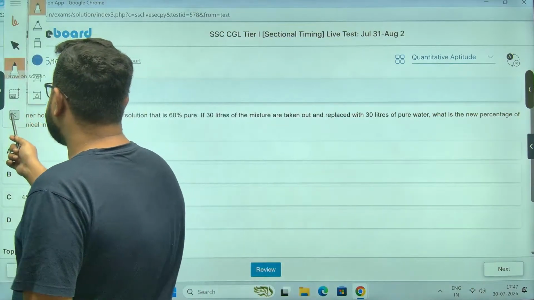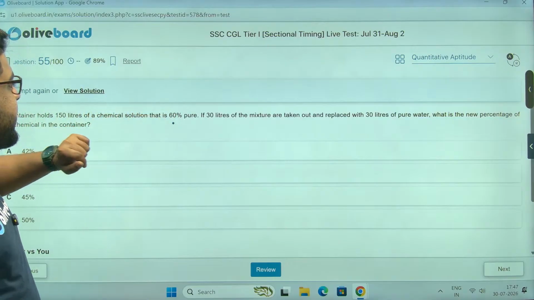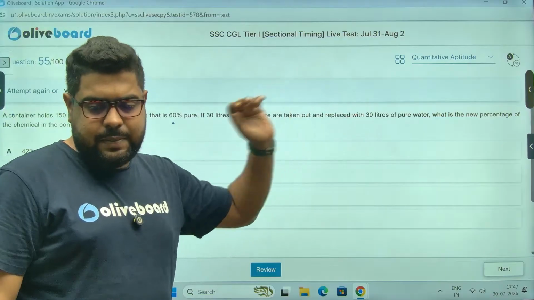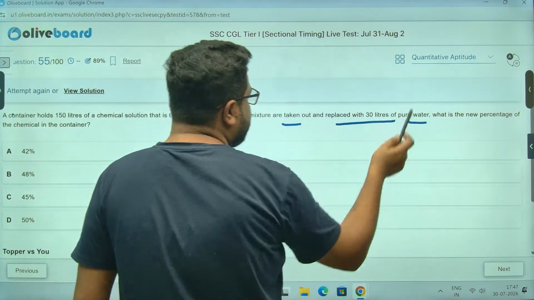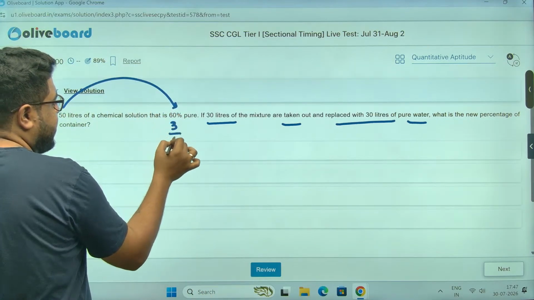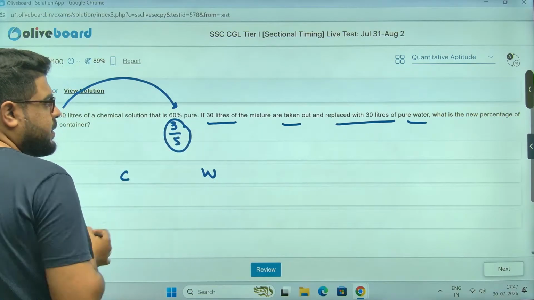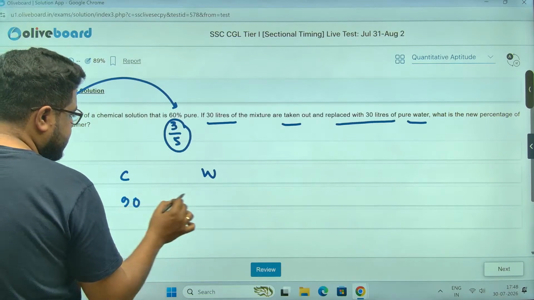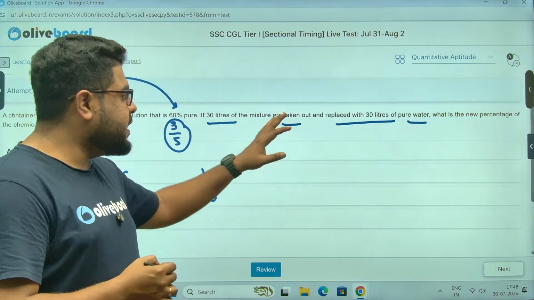Next one. A container holds 150 liters of chemical solution which is 60% pure, meaning 60% chemical and 40% water. 30 liters of the mixture are taken out and replaced with 30 liters of pure water. Chalo, 150 liters, this is 3 by 5, 60% meaning chemical and water. So chemical is 90 liters, 60 liters water is there, right? 3 by 5 and 2 by 5, 3:2.